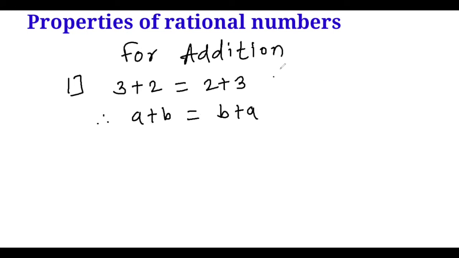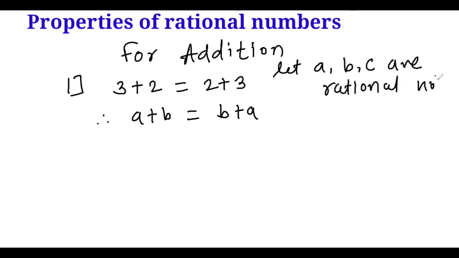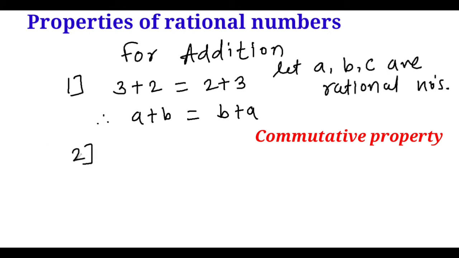I am writing here, A, B, C are any rational numbers. I am just taking the first example, and after taking the example I am writing the property. Okay. It is said as the commutative property, commutative for addition. Okay. Now look here.